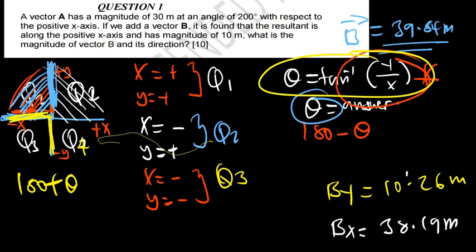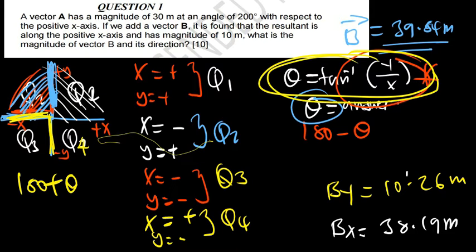So if x is positive, y is negative, definitely it has to be in the fourth quadrant. What do we do if the vector falls in the fourth quadrant? This is where, when you plug in the values, remember you only put positive values in this formula, tan inverse y divided by x. Just plug in positive, ignore the negative, then follow this principle.